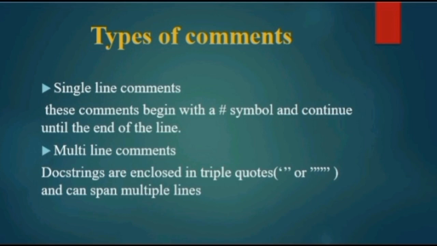The types of comments used in programming languages are single-line and multi-line. Single-line comments start with the hash and continue until the end of the line. For example, you can see there, you start with the hash and this is a single-line comment. Multi-line comments are enclosed in triple quotes and can span multiple lines. These comments help programmers document their code and make it easier to read and maintain.